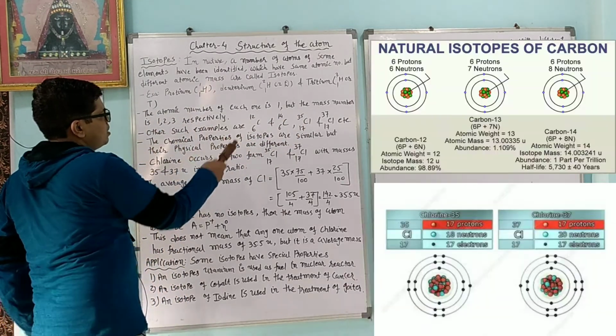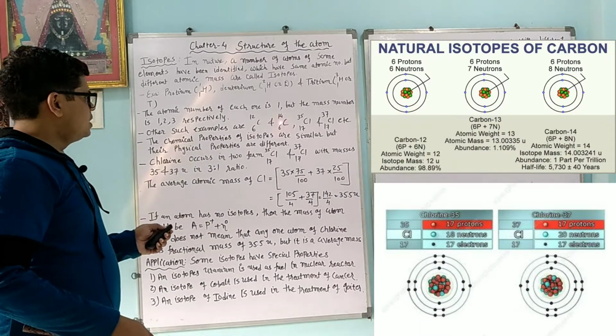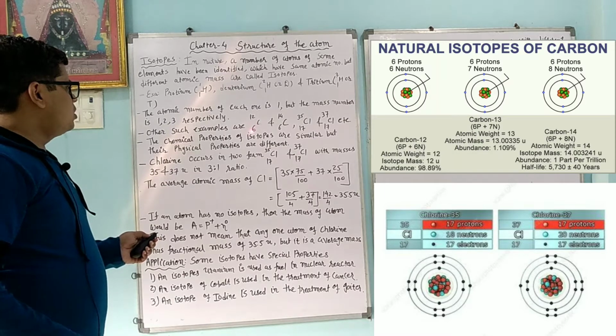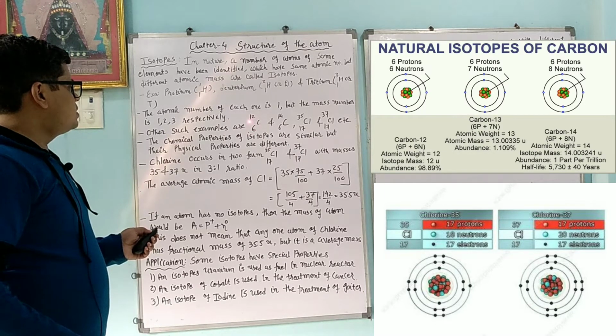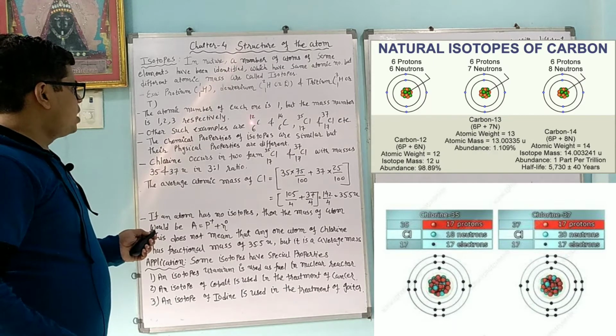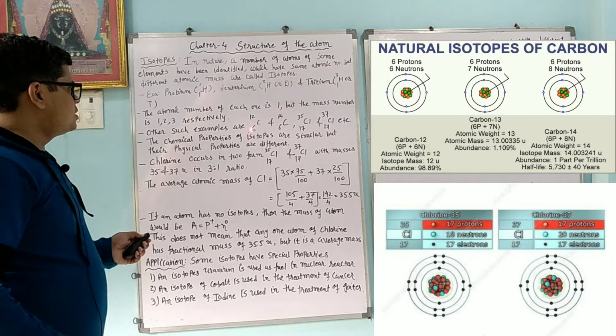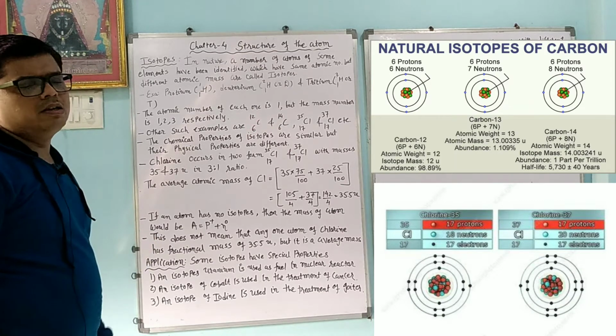Other such examples are carbon 6-12 and carbon 6-14. Carbon 6-12 has 6 protons, 6 electrons, and 6 neutrons. How can we find the number of neutrons? Atomic mass minus atomic number. So 12 minus 6, so 6 neutrons are present. Same way, carbon 6-14 has 6 protons and 6 electrons, but 8 neutrons. How? 14 minus 6 is 8. So both have the same atomic number 6, but their atomic masses are different, so they are called isotopes.